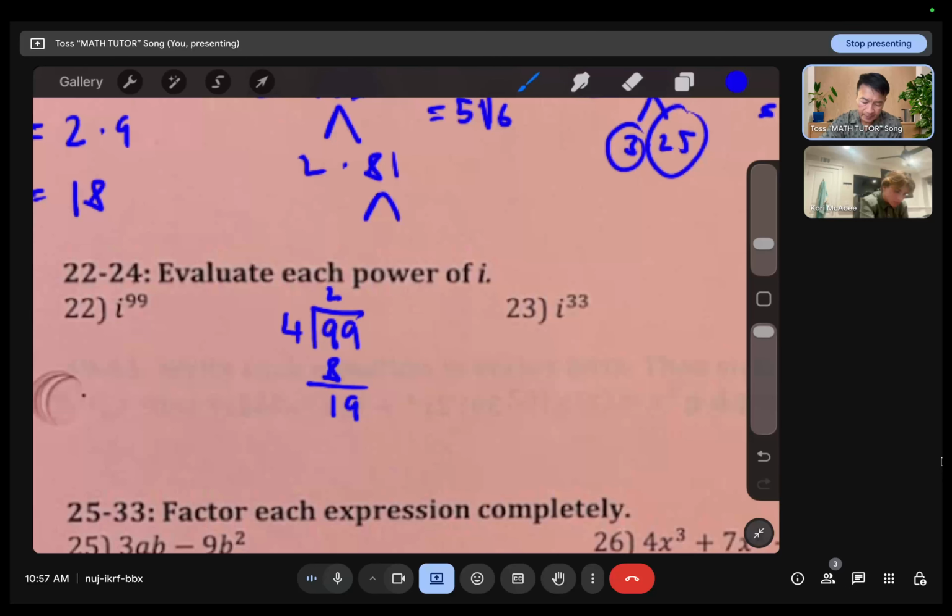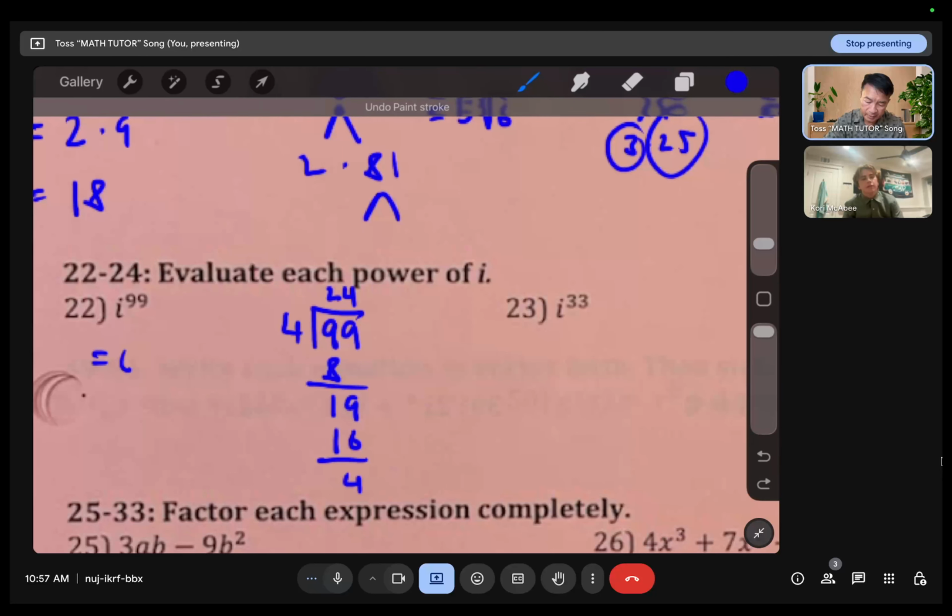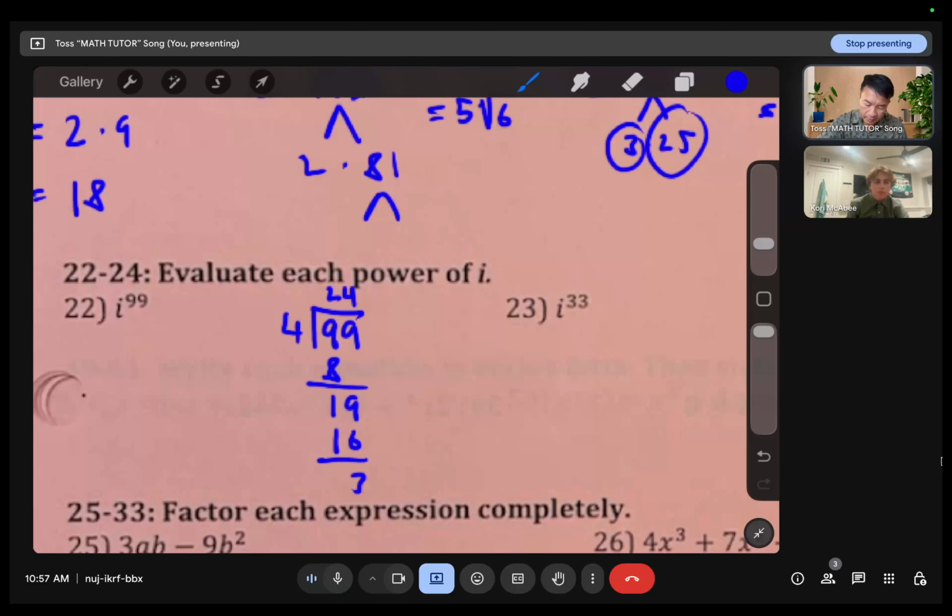What is it? 4 times 6. So here it is. The remainder is 4. So what you do is write equals i to the 4th power, then you have to evaluate that. So it's really the remainder. The answer is i to the remainder. So the remainder is 4. Double check. Oh, 3, I think. Sorry, 3. So 3 here. So i to the 3rd.